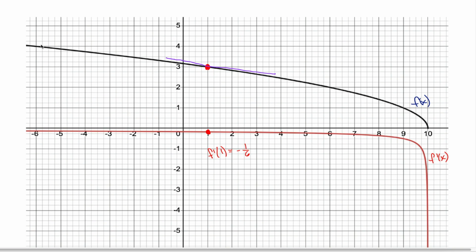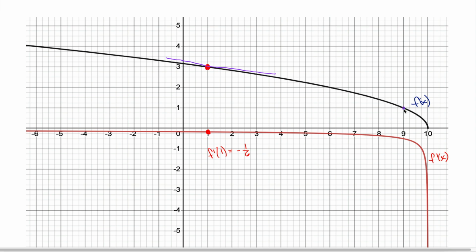Look what's going on with this graph in black. The further you go to the left, the closer it gets to horizontal. This red line is getting closer and closer to 0 here, which would signify a tangent line with a slope of 0, which is a horizontal tangent line. But as you work your way to the right over here and get closer and closer to 10, this graph gets steeper and steeper.